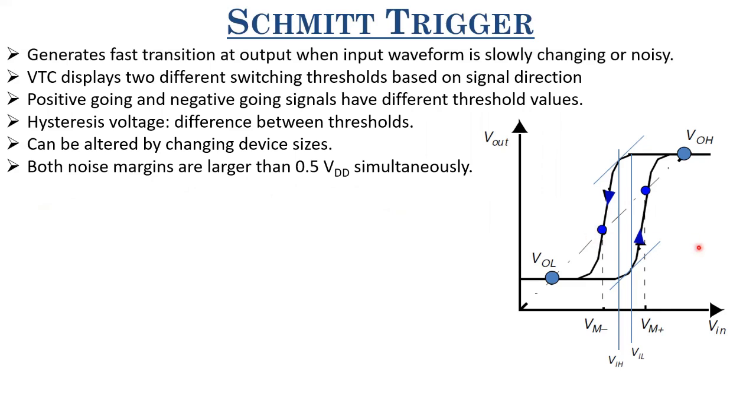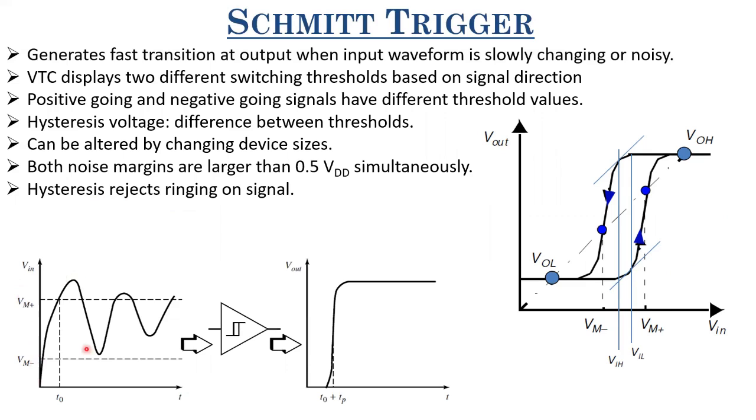Also, you can change the threshold voltage values by changing the device sizes when you're making it using CMOS. And this hysteresis rejects any ringing on the signal. For instance, if you have an input waveform which is ringing like this, so it is very noisy, and your threshold voltage is adjusted such that VM plus is like this. So if the input is going from 0 to 1, I mean in the positive direction, you see what will happen at VM plus? The output gets 1.